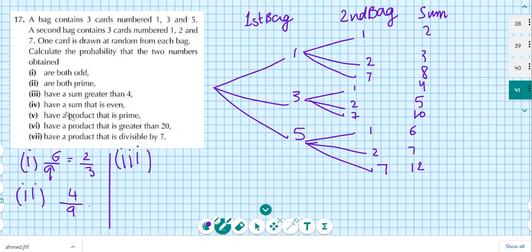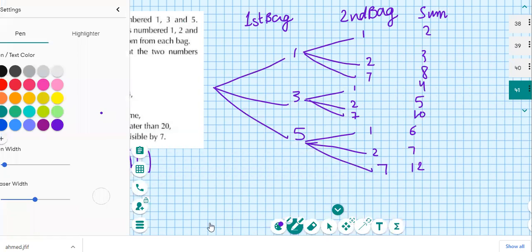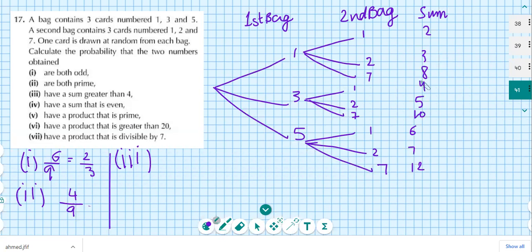All right, next, have a sum greater than 4. So which ones are greater than 4? This one, first, second, third, 4, 5, and this one is 6. So there are 6 sums which are greater than 4. So 6 divided by a total of 9. So the answer will be 2 by 3.